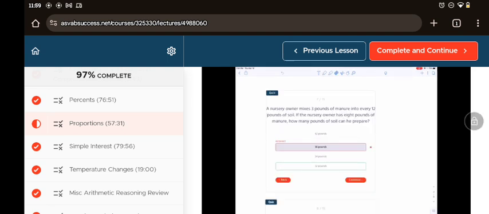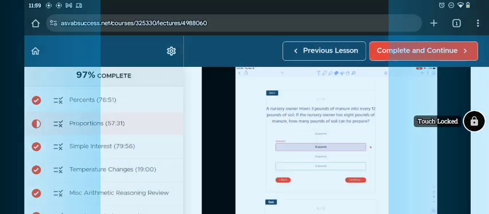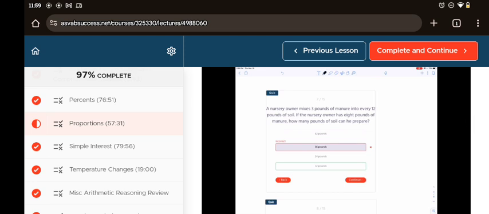Okay, let's continue with our proportions questions, and let's look at number 7. Number 7 says, a nursery owner mixes 3 pounds of manure into every 12 pounds of soil. If the nursery owner has 8 pounds of manure, how many pounds of soil can he prepare? So we have 3 pounds of manure, 12 pounds of soil, 8 pounds of manure, X pounds of soil. So let's set it up.